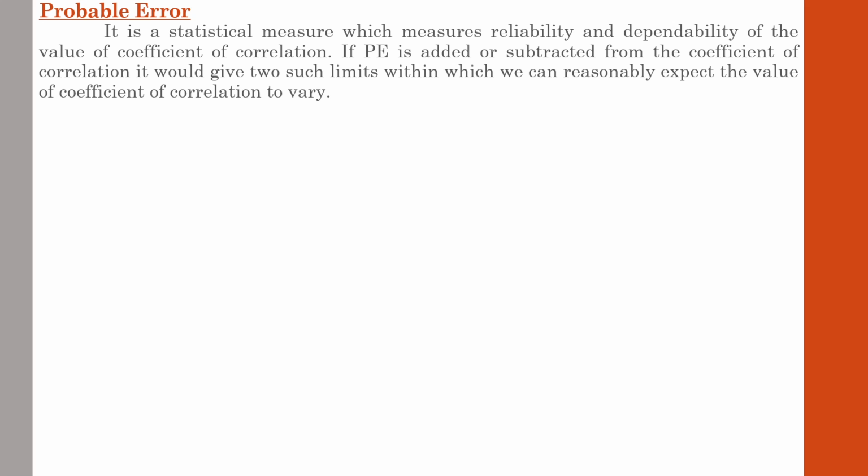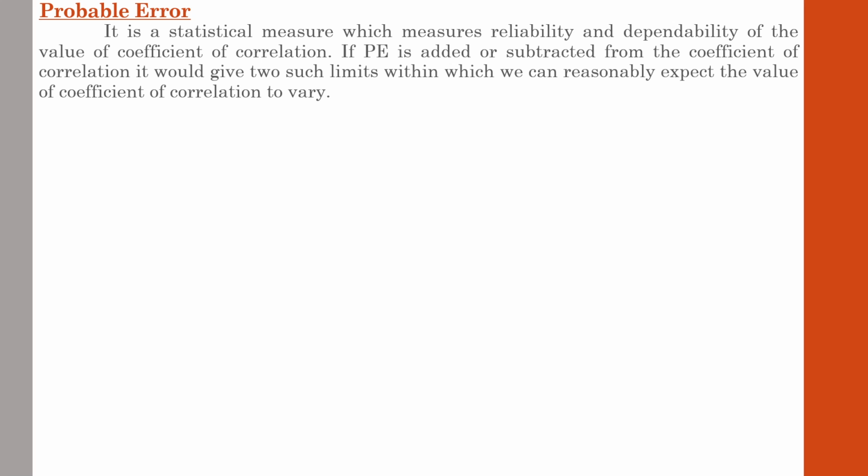Usually, coefficient of correlation is calculated from samples. For different samples drawn from the same population, the coefficient of correlation may vary, but the numerical value of such variations is expected to be less than the probable error. So, it is actually a value that helps in identifying the upper limit and lower limit of a correlation value.